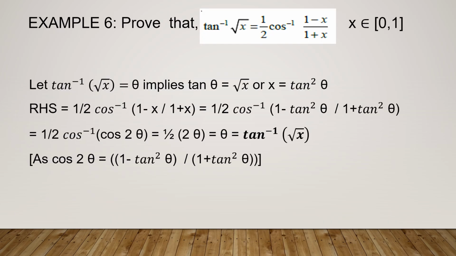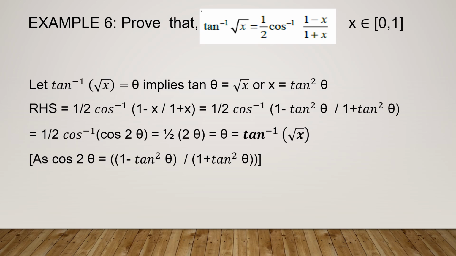Example 6. Prove that tan inverse of root x is equal to half cos inverse of 1 minus x upon 1 plus x, where x belongs to 0 to 1. Now tan inverse of root x, let it be equal to theta. So what will be tan theta? Root x. Tan theta is root x, so x is tan square theta.